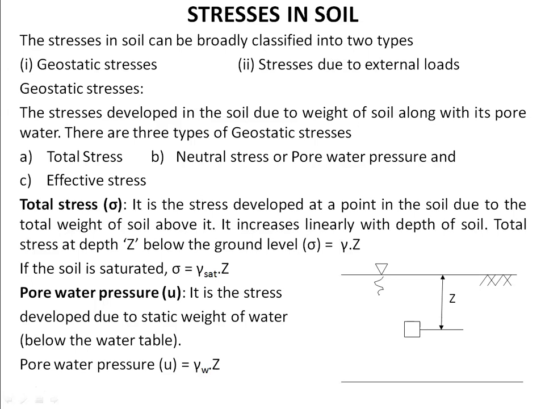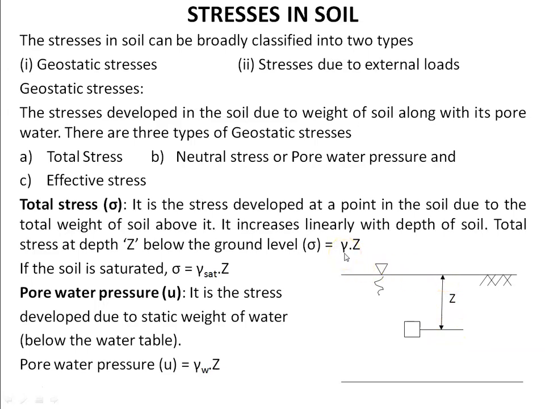Total stress is the stress developed at a point in the soil due to the total weight of soil above it. So what is total weight of soil? You can get the total weight of soil by multiplying the unit weight of soil with depth of soil. If the soil is saturated, we have to take saturated unit weight, or if it is having some moisture content, we can take the bulk unit weight.